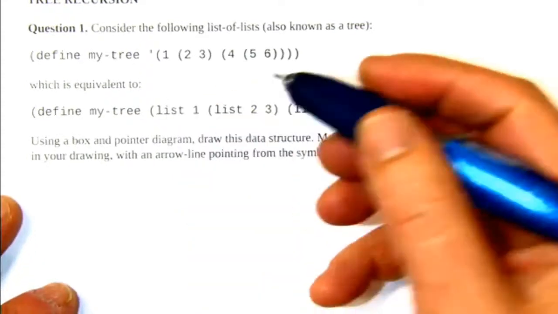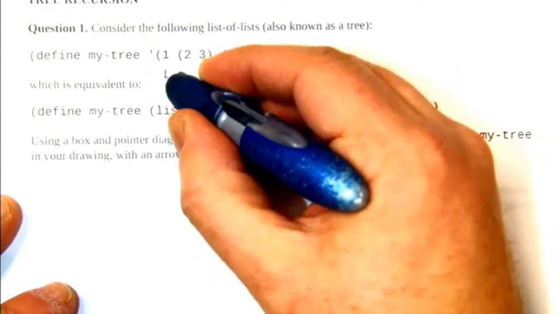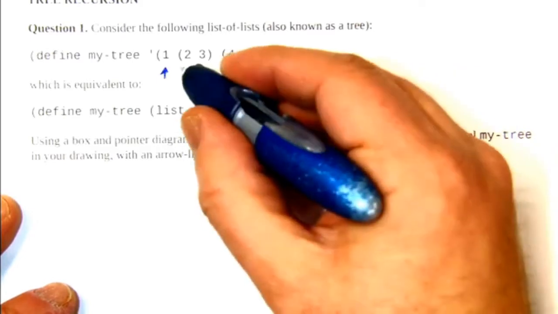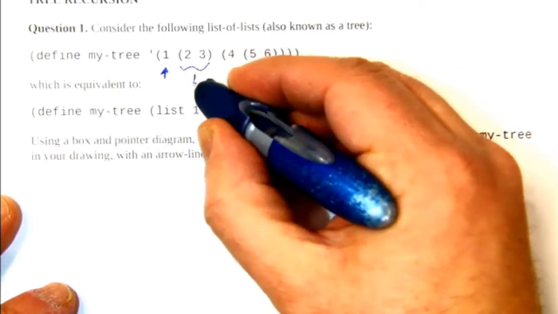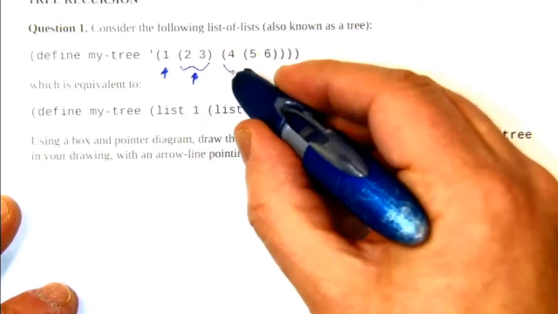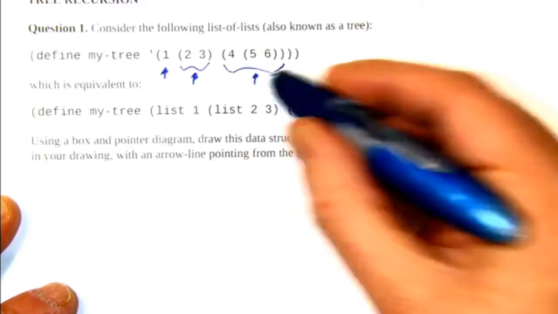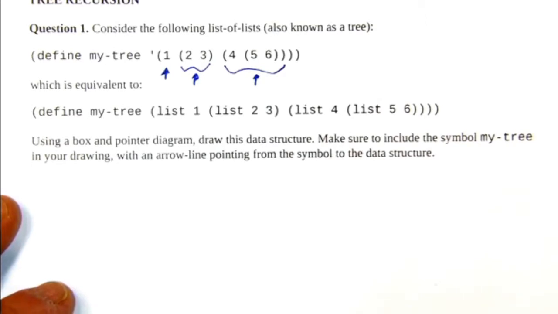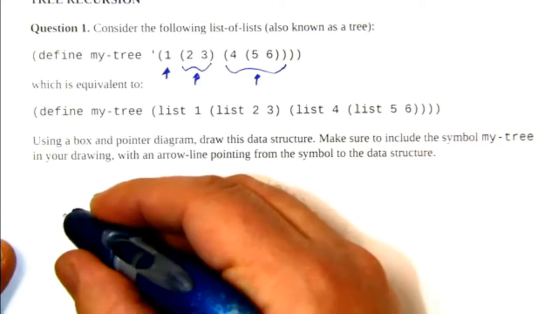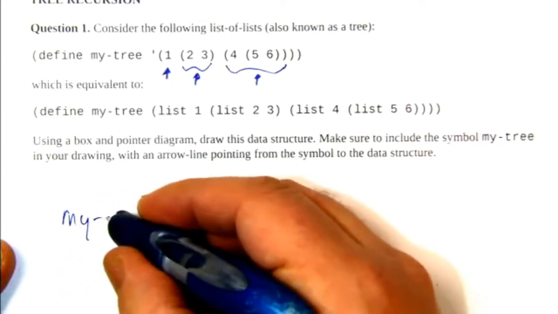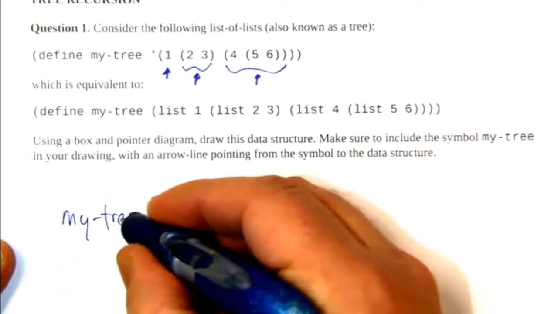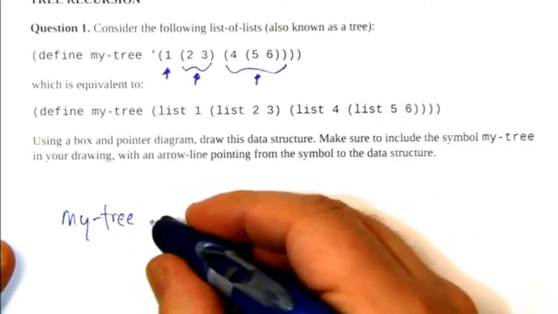So here we go. This is the first item. That list is the second item. And this is a bigger list, with more stuff in it. That's the third item. So at the top level, there are three items. So let's draw that.